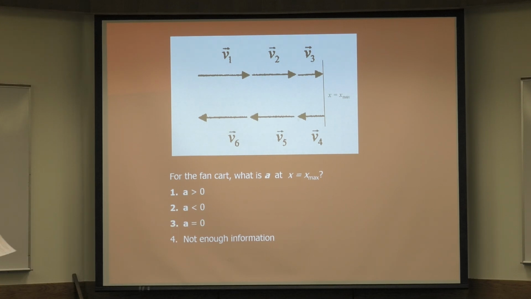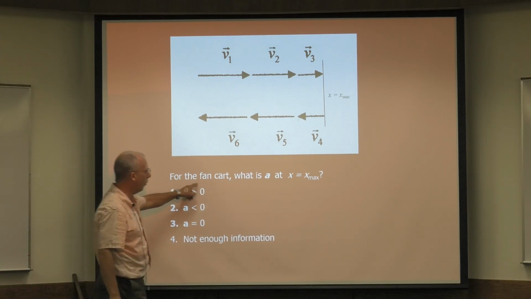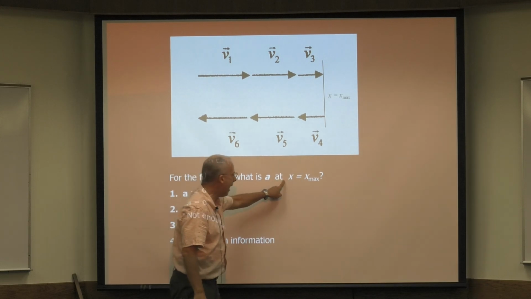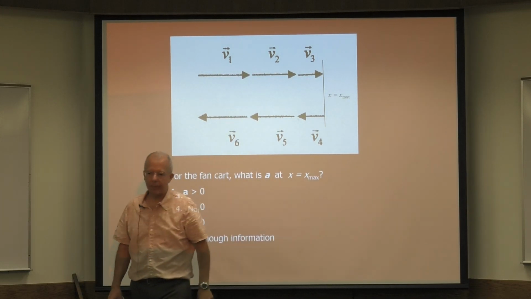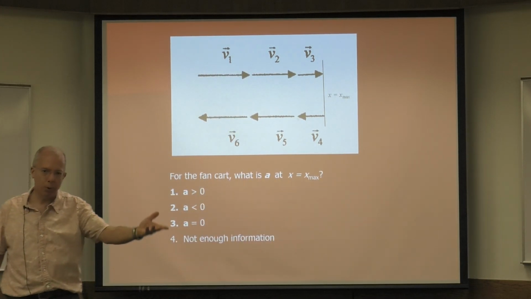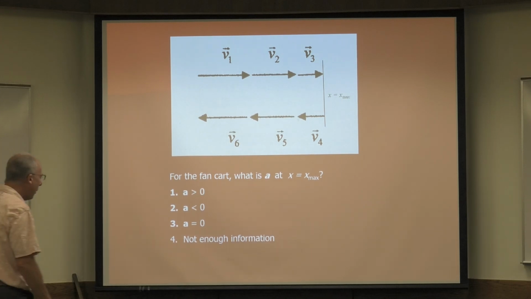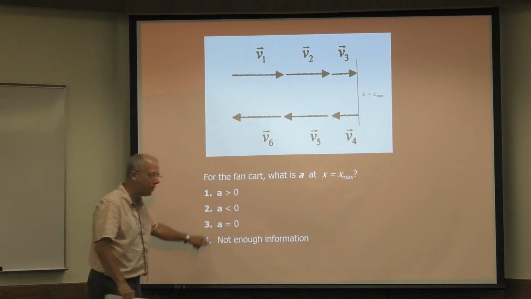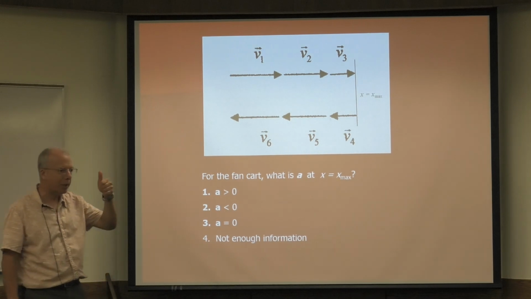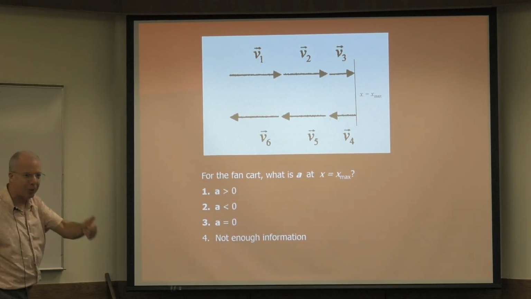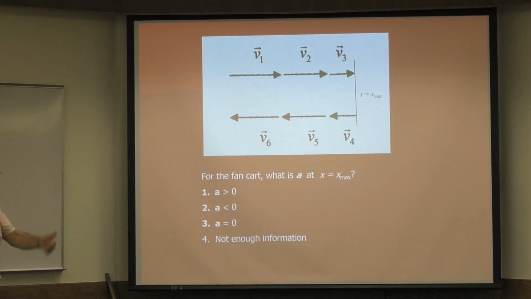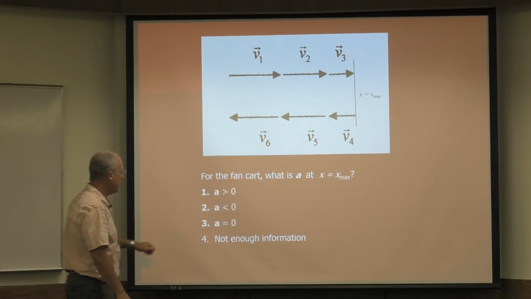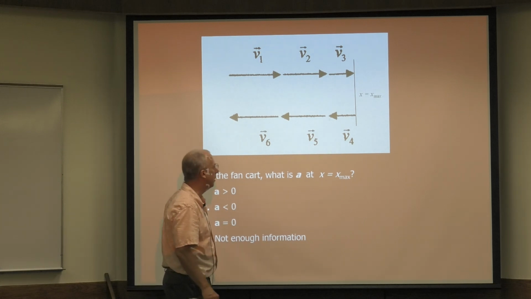All right, now here's the tricky one. For the fan cart, what is A at x equals x max? Now, the philosophers in the room who don't analyze would say it's 0, because they don't understand physics and they refuse to think. Don't do that. Analyze. Use the laws of physics. Use what you learn in physics. So how do you figure out what A is?